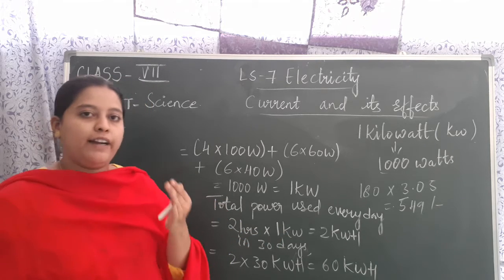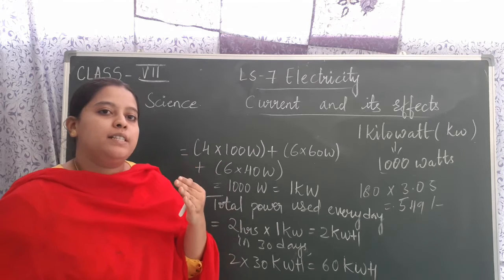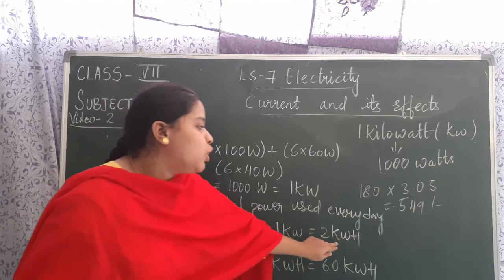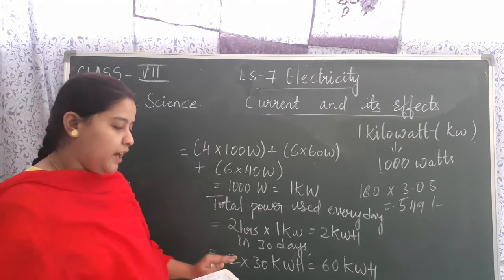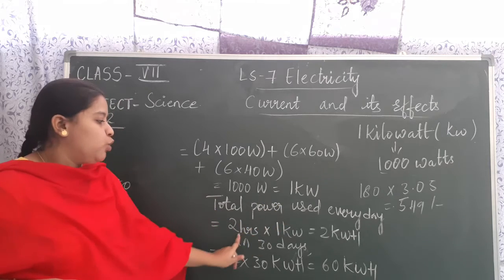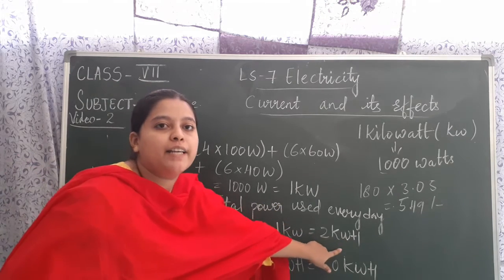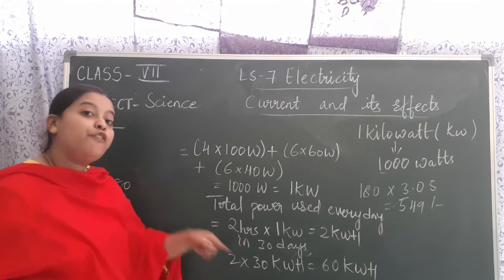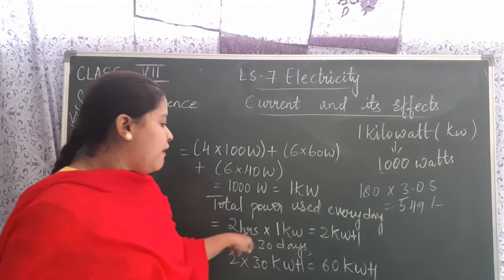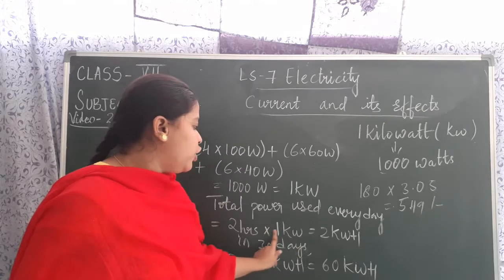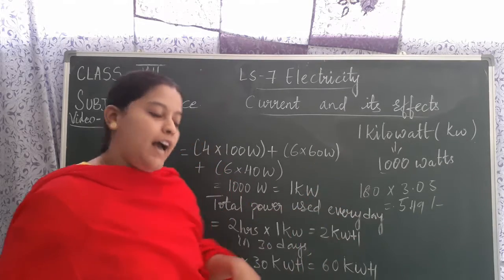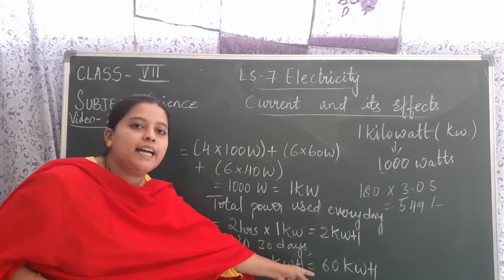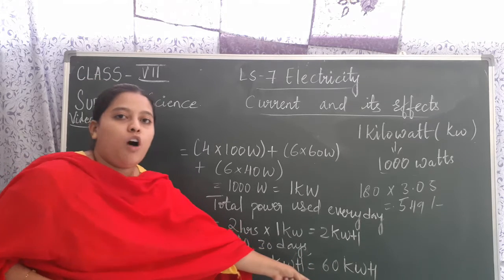Now first we must find out how much total use there is in a day. There are 2 hours. 2 hours into 1 kilowatt is equal to 2 kilowatt hours. So 2 kilowatt hours are used every day. Now for 30 days we must find out, isn't it? For every day, 2 hours are being used. Now for 30 days, 2 into 30 is equal to 60 kilowatt hours.